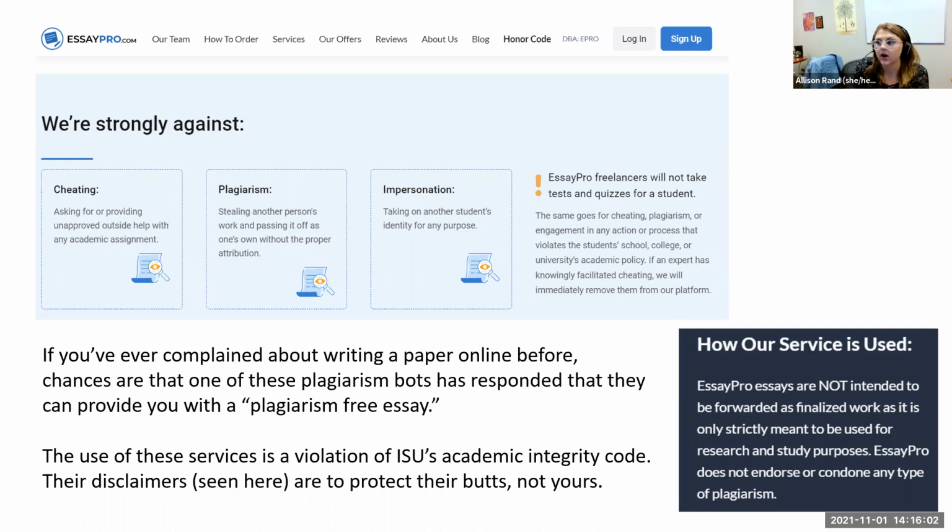But the use of these services at all is a violation of ISU's code of academic integrity, right?